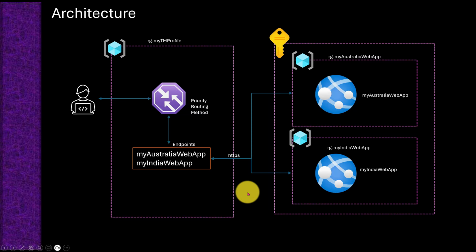Then the user will try to access the traffic manager profile and see which app is being served, and then shut down one of the apps and check whether we can still access the other one through the same traffic manager profile. So let's get on the portal.